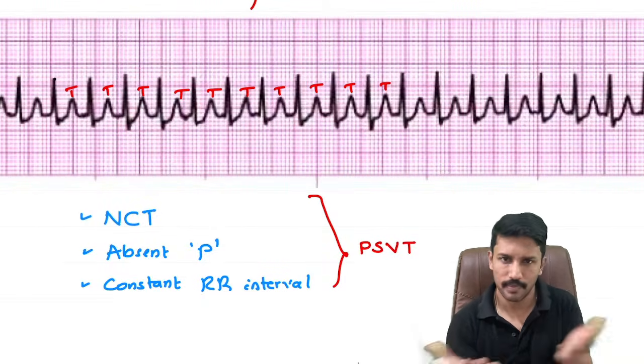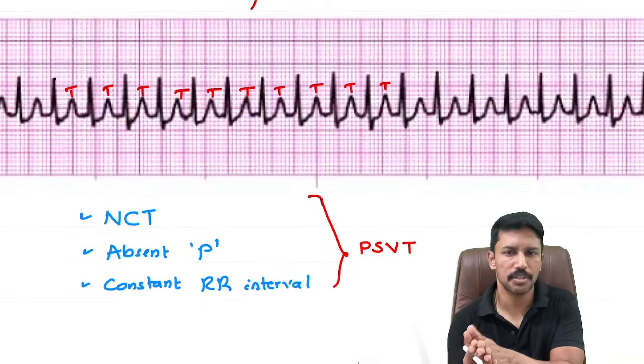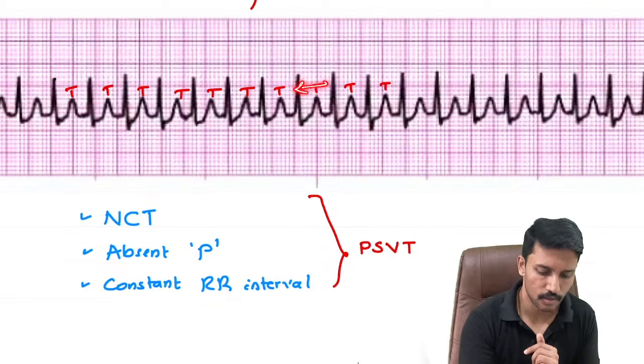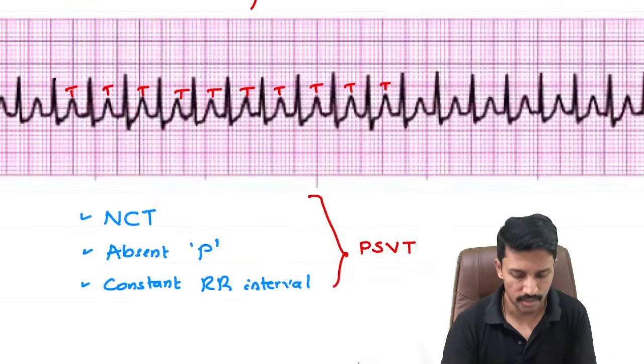In that case, we see the P. Again, P is absent. So atrial fibrillation and PSVT were my differential diagnosis, and constant RR interval makes it as PSVT.